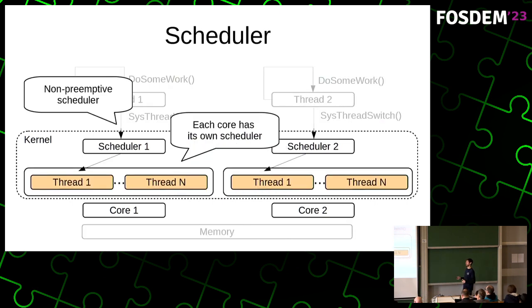So the scheduler is also very simple. We have, again, per-CPU data, so we have one queue per core, and the scheduler simply chooses the next thread that is ready and then schedules it. This means that we also don't require any synchronization at the level of the kernel to schedule a thread. It's like each core runs independently from another.